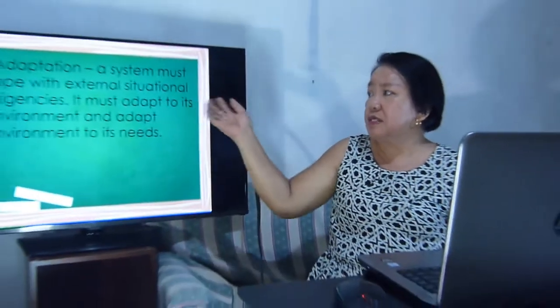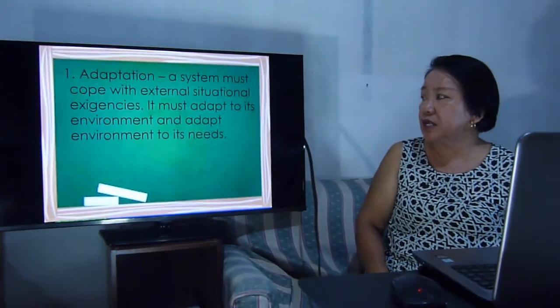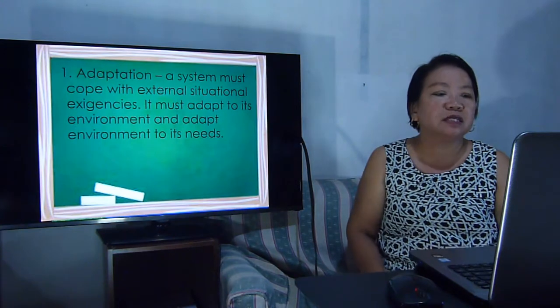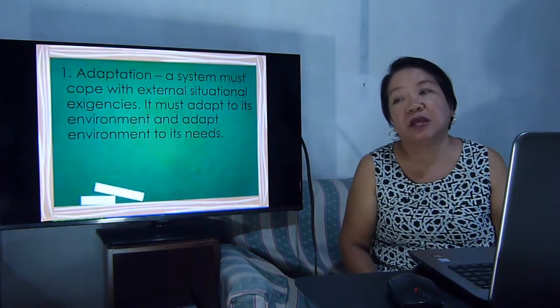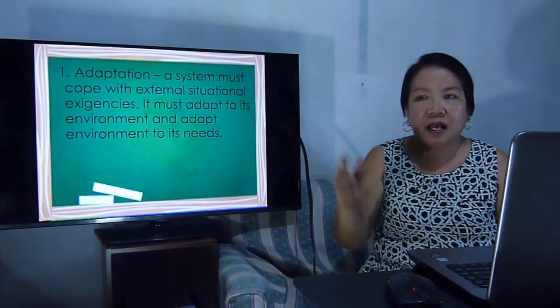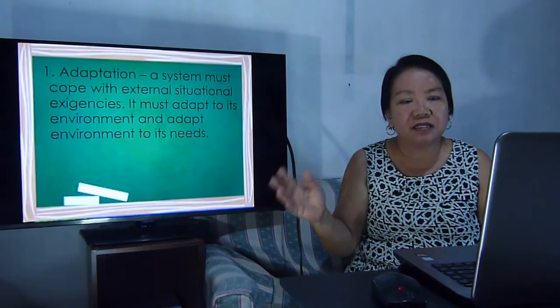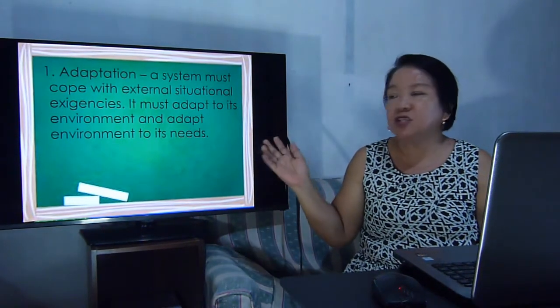So let's look at the description of AGIL. A stands for adaptation. So a system must cope with external situational exigencies. It must adapt to its environment and adapt the environment to its needs. Let's go back to the example that I gave you, King's College. So, adaptation.